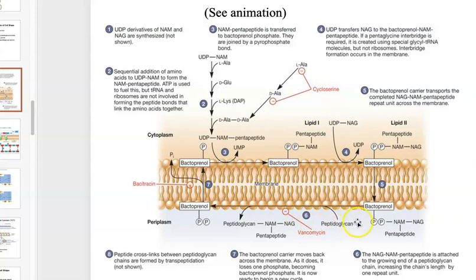Vancomycin interferes with this cross-linkage step of new peptidoglycan monomers to the growing chain. And so as a result of that, these types of drugs, these glycopeptide type antibiotics like vancomycin and bacitracin, interfere with peptidoglycan synthesis and can kill bacteria that way.